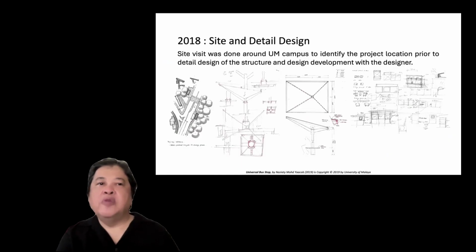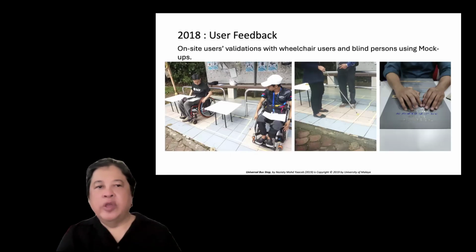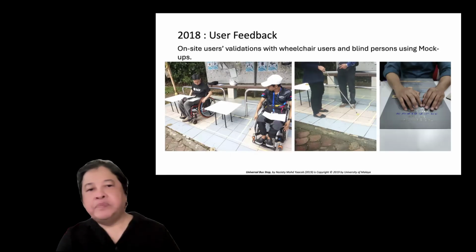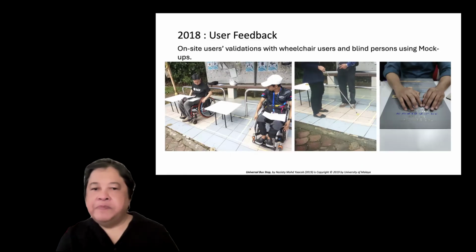So in University Malaya, we identified the site with the help of the Deputy Vice Chancellor's Office in 2018. We got a mock-up done with people coming in to validate the design. There was a mock-up study of the existing bus stop, and also a blind person giving us input. And then we're also thinking about embossed tactile signage.